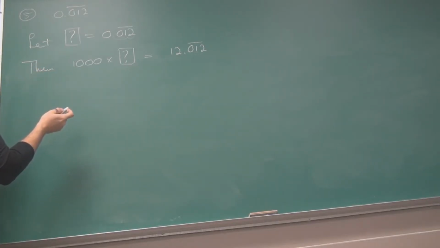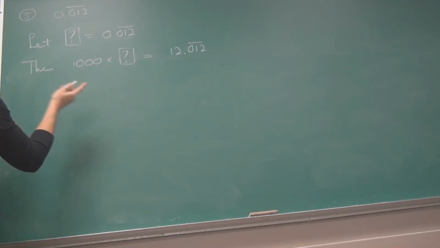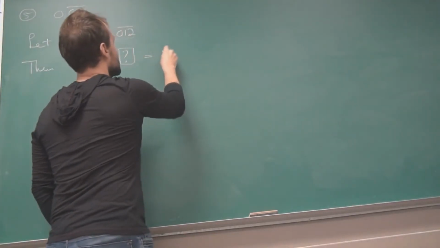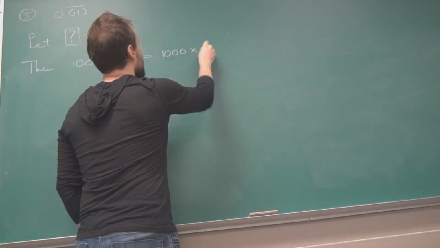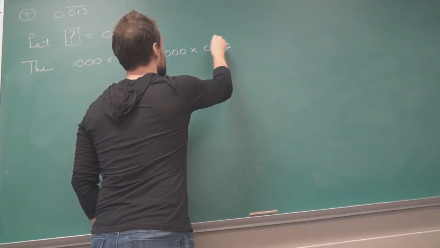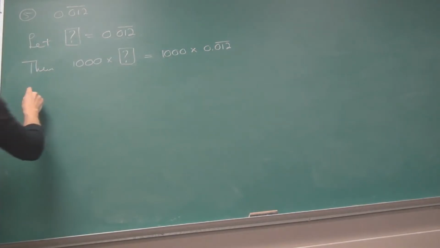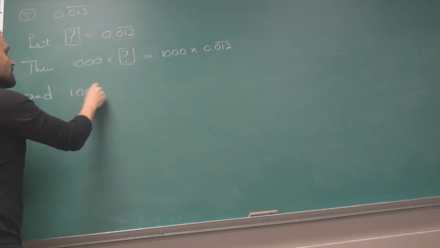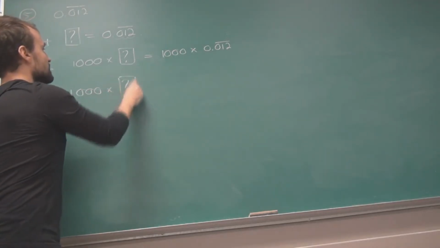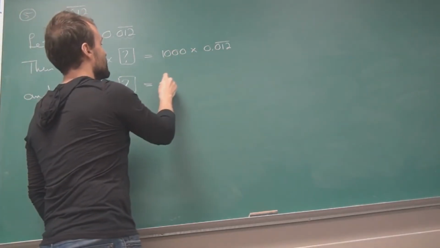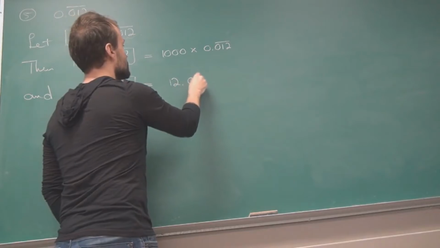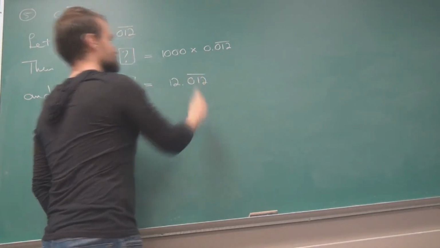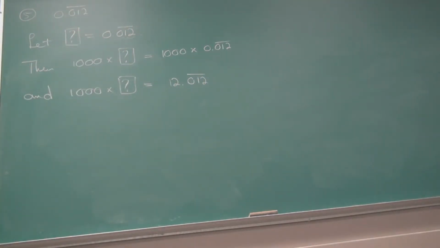Now, what do we do next? I didn't actually clarify. Now let's do it like this then. 1,000 times my original decimal number. And let's try and do it exactly the same. The left-hand side stays the same, but I can simplify the right-hand side to 12.012 repeat. Okay. What do we do next?